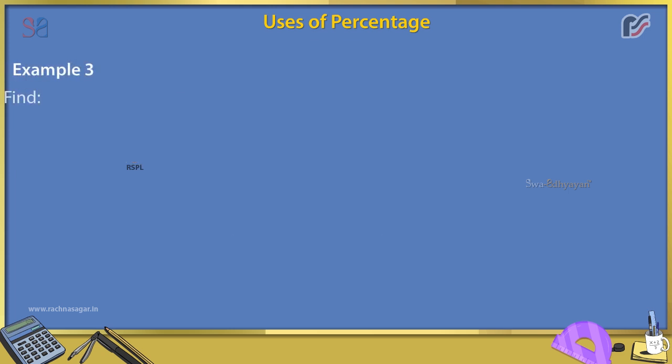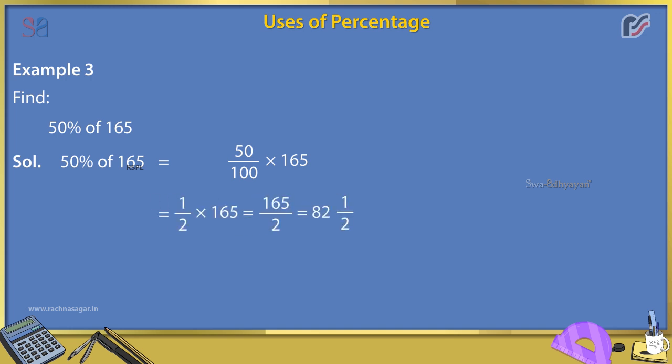Example 3. Find 50% of 165. Solution. 50% of 165 is equal to 50 by 100 into 165, which is equal to 1 by 2 into 165, which is equal to 165 by 2, which is equal to 82 and 1 by 2. Thus, 82 and 1 by 2 is 50% of 165.